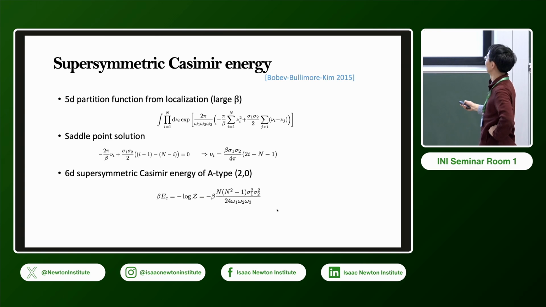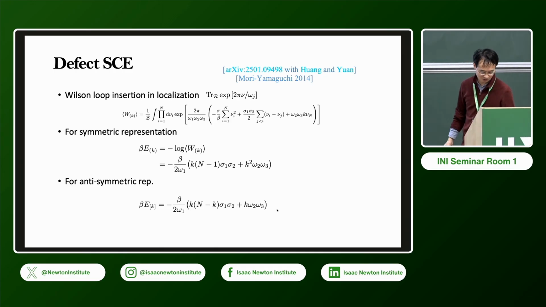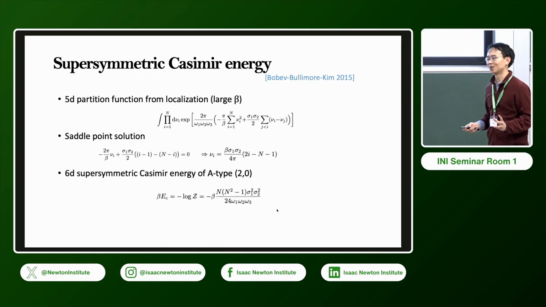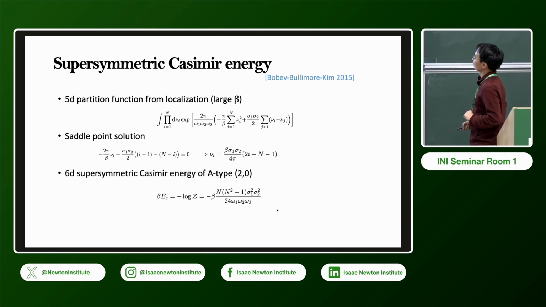E_C is the Casimir energy. You get this result. This is N times N squared minus 1. This sigma is the chemical potential for the R-symmetry, and the omega is the chemical potential for the rotation. So you get this result. This result is beautifully consistent with the result which you get from the equivariant integral of the anomaly polynomial. Very nicely consistent. We will use that even in the case of the defect.